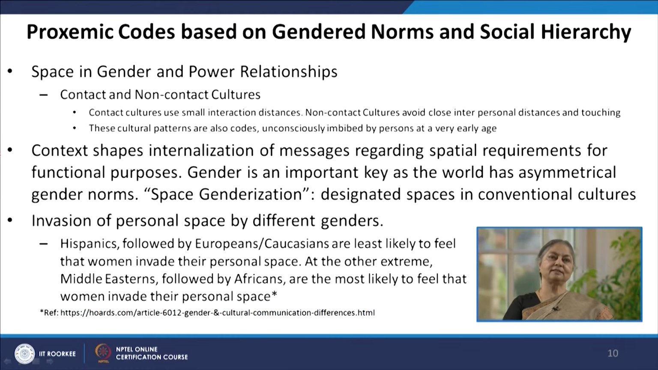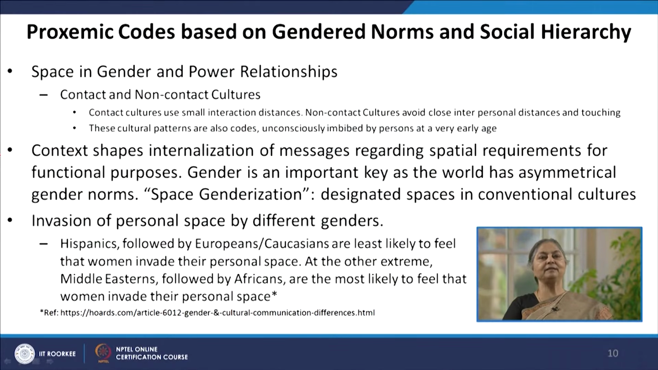Particularly in conventional cultures, when the gender appropriate behavior is highly different for people belonging to different genders, this idea becomes important for us. It is seen that depending on the genders, people interpret the space and its intervention by people belonging to different genders in different manners. Certain researchers have found out that Hispanics, followed by Europeans or people of Caucasian origin, are least likely to feel that women are invading their personal space. So, they do not feel bad or threatened if women are coming into their personal space.